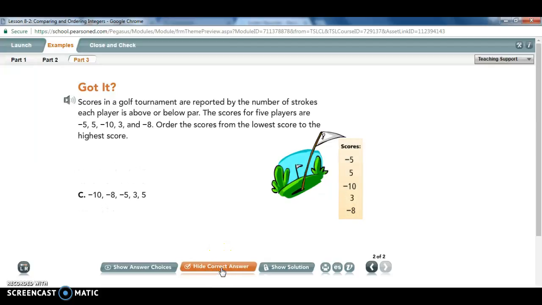Here is the correct answer. We have -10. Then we're moving up on our number line. We would get to -8, -5. We get closer to 0. We pass 0, then we go to 3 and 5.